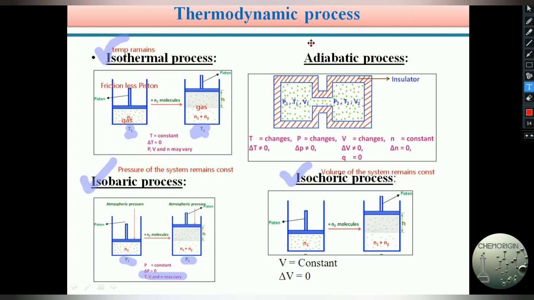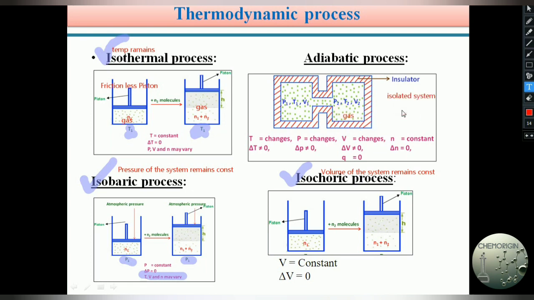Next, adiabatic process. In the adiabatic process, we take the gas present in an insulated cylinder. This insulated cylinder concept we already discussed. Isolated system: we already know the definition, we discussed it in the module 1 video. An isolated system is one in which neither energy nor matter is exchanged with the surroundings. Similarly, in that insulated cylinder, we can take our system gas.